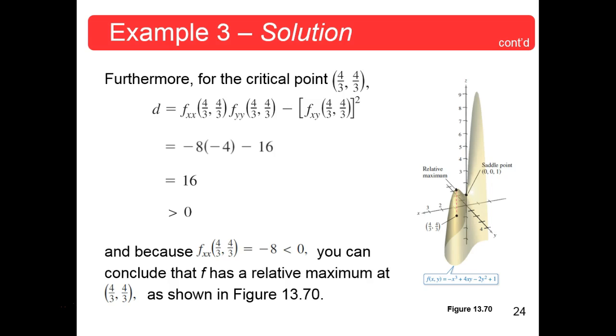Now, the problem comes if your D is equal to 0. You can't tell what it's doing anywhere at all. So you have to depend on a graph or something else to let you know what in the world is happening if that D happens to be 0.